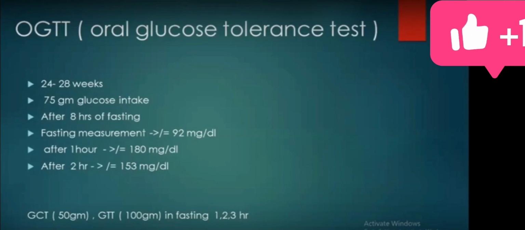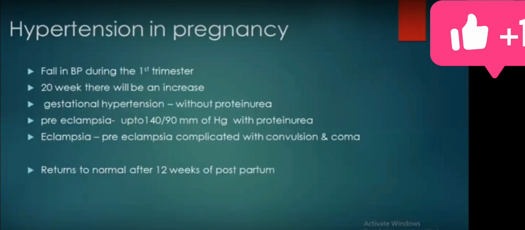After that, if her insulin level is much higher, then she may be given insulin. Normally it was the glucose challenge test, where 50 grams of glucose was given, or the glucose tolerance test, where 100 grams of glucose was given. Now it is the oral glucose tolerance test with 75 grams of glucose. This is done, and it has to be cleared within 24 to 28 weeks.